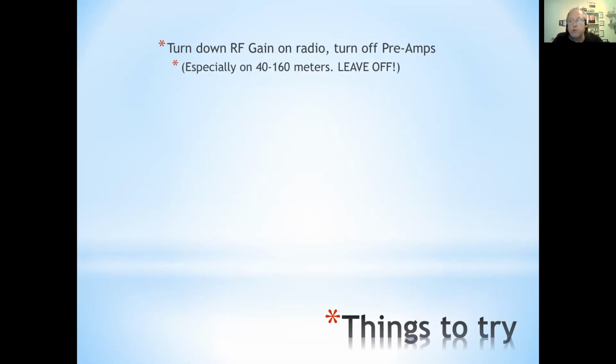But do not use the preamps on 160, do not use them on 80, and do not use them on 40, because all you're going to do is amplify the noise. The AGC is going to get a hold of it, and all you're going to hear is noise. So leave those preamps off unless you're on one of the high bands. And once again, play with your RF gain, and if you've got a lot of noise trying to pull a signal out, turn the RF gain down, see if you can hear it a little bit better.